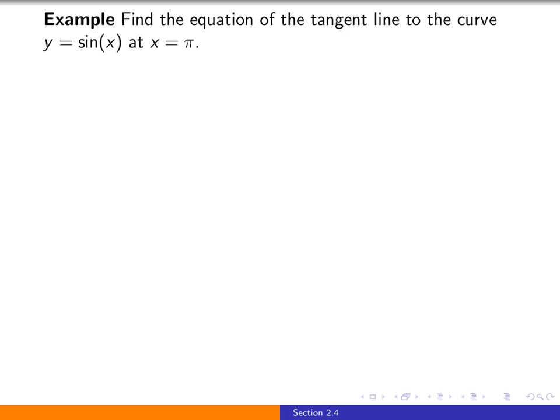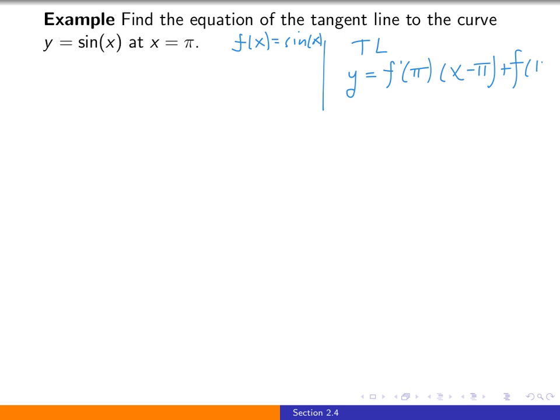So as a reminder, if we want to find the equation of this tangent line, since it's at x equals pi, if we let f of x be the function sine x, the form of the tangent line is going to be y is equal to f prime of pi, the slope of the tangent line, times x minus pi plus f of pi. So that is, it's the line with slope f prime pi, and it passes through the point pi comma f of pi.